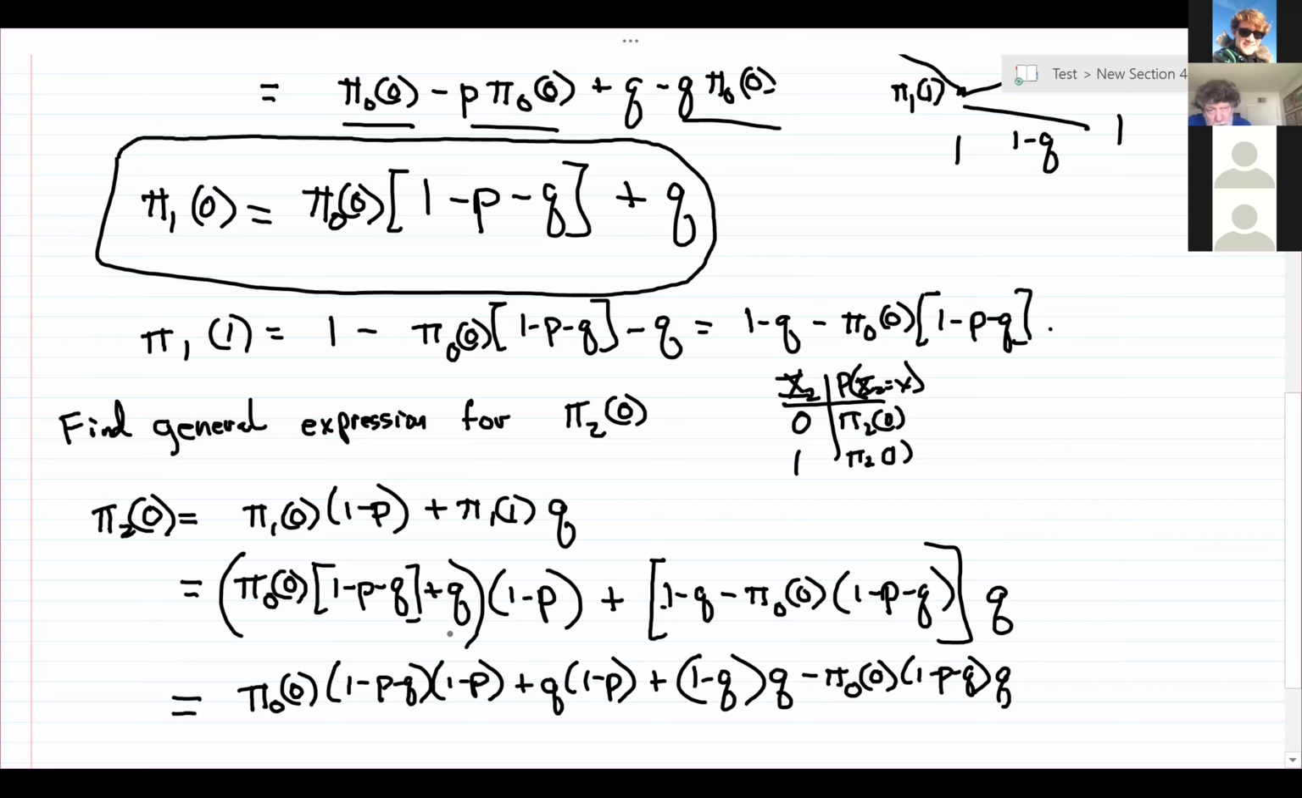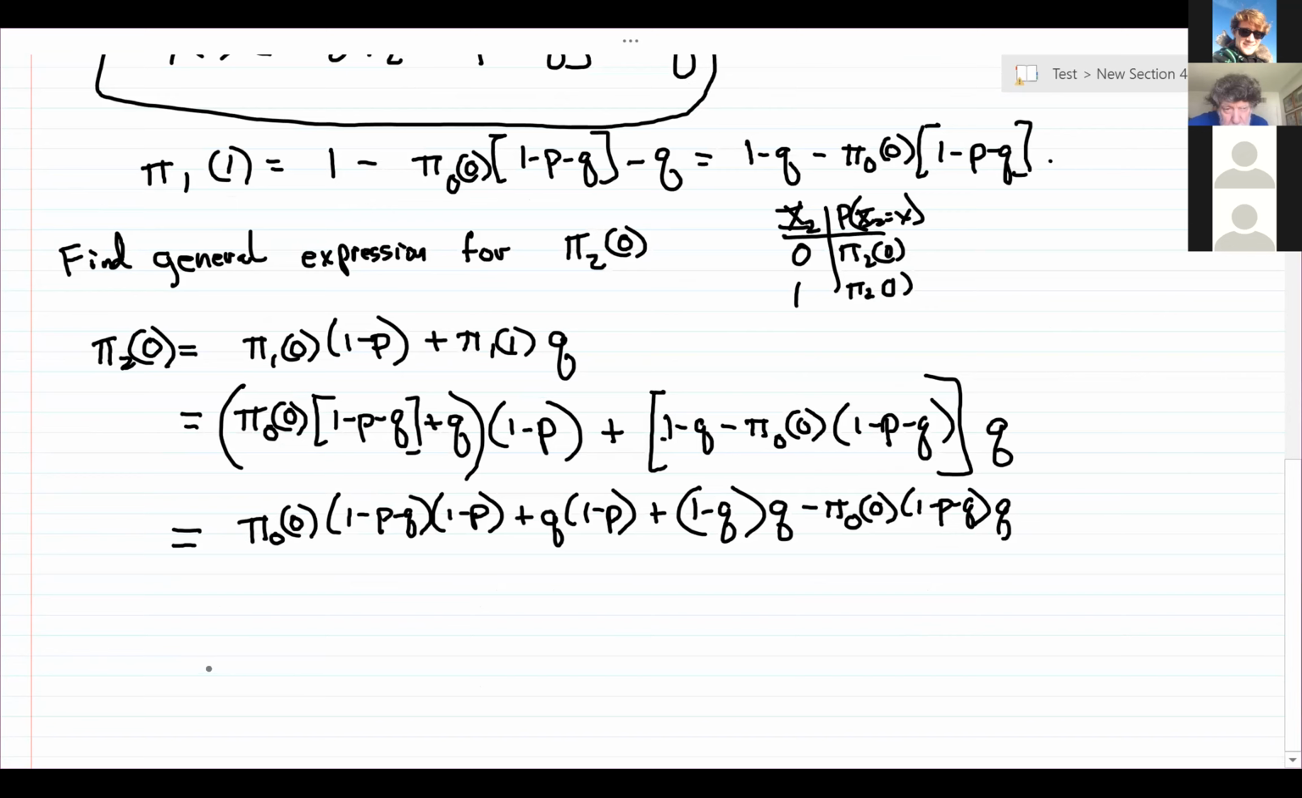So all I've done here is distribute the 1 minus p through both of these terms. And I distributed the q with these two grouped as one and then this. Okay, and now what I want to do with that is try to combine these two, because those are where the pi zeros are happening. So if I combine those two, what would we get?